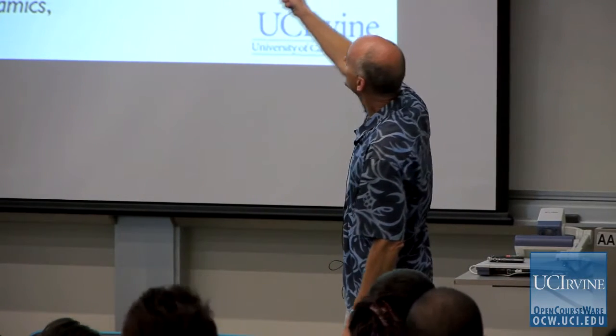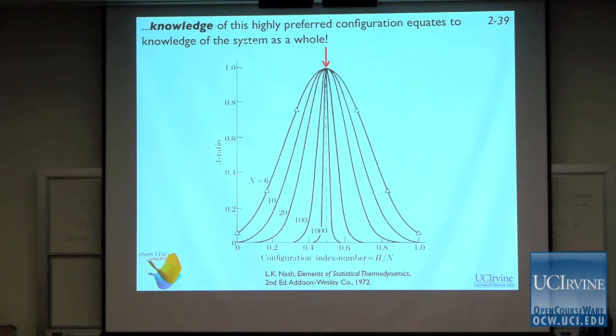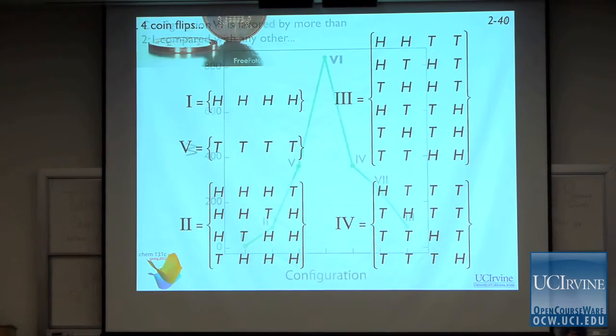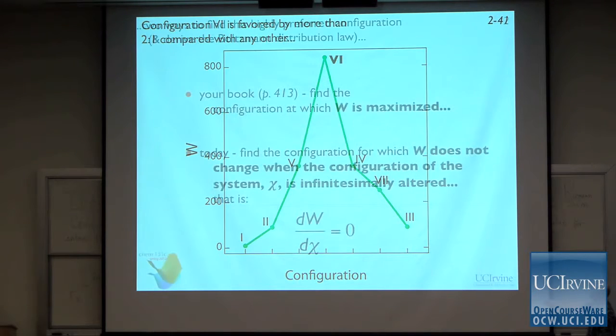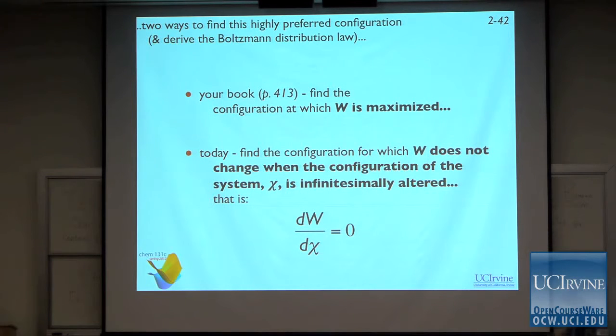Okay. Knowledge of this highly preferred configuration equates to knowledge of the system as a whole. We only have to know about that guy. We only have to know about him. All the rest of these guys we don't need to know about. Okay. This gets sharper. That's the whole point.